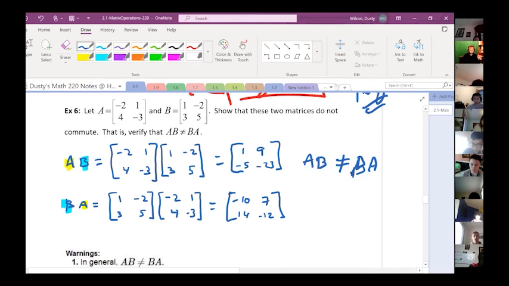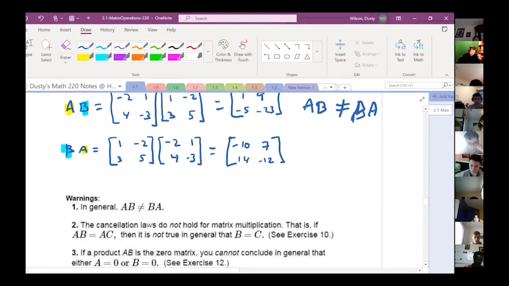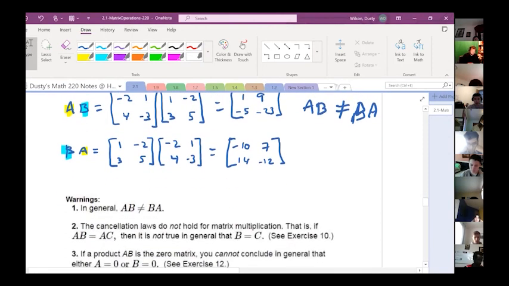Sometimes it will work. There are cases where it will work. Like if one of these matrices was 0, you could imagine that it would work. If one of them was the identity matrix, it could work. But in this case, it doesn't work. And like we saw previously, sometimes the multiplication doesn't even make sense in one of the directions because the dimensions work one direction but not the other. So in general, A times B does not equal B times A.